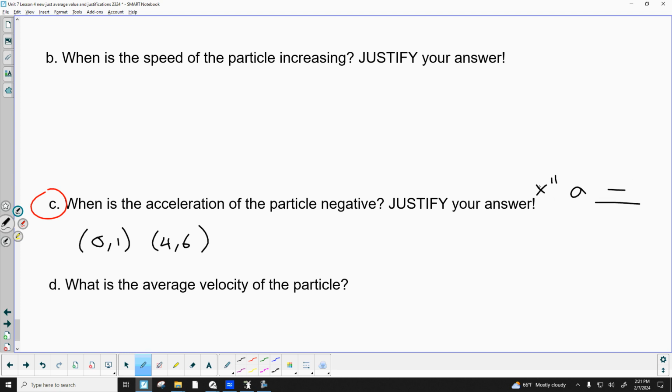When A is negative, X double prime is negative. That means X prime is decreasing. That means V is decreasing. That's when velocity is decreasing.